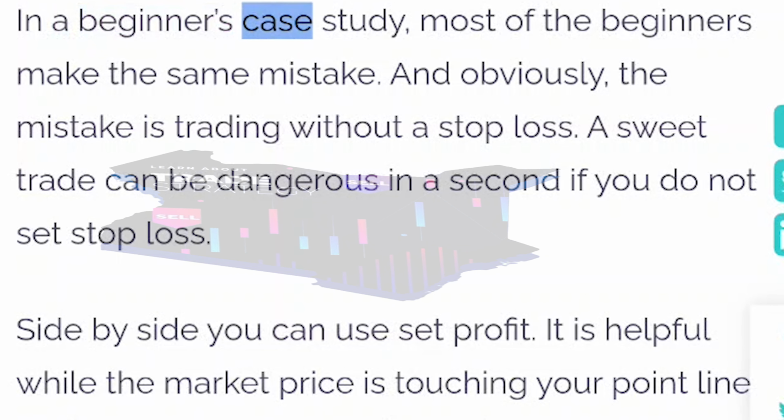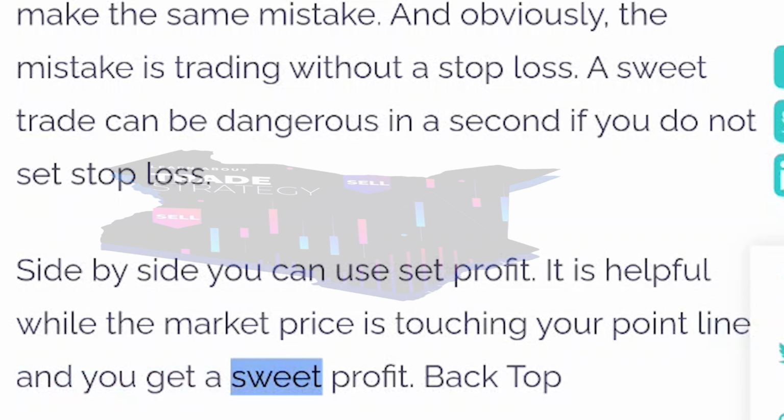In a beginner's case study, most of the beginners make the same mistake. And obviously, the mistake is trading without a stop loss. A sweet trade can become dangerous in a second if you do not set a stop loss. Side by side, you can set a take profit. It is helpful when the market price touches your point line, and you get a sweet profit.